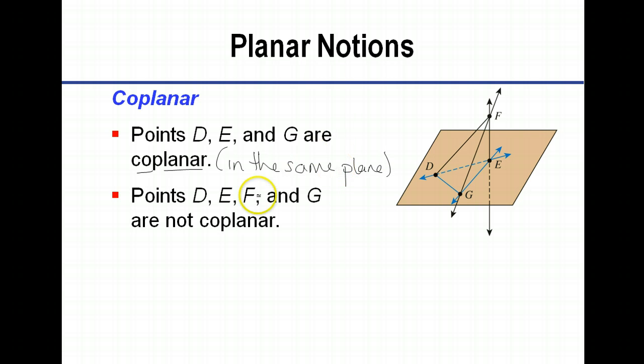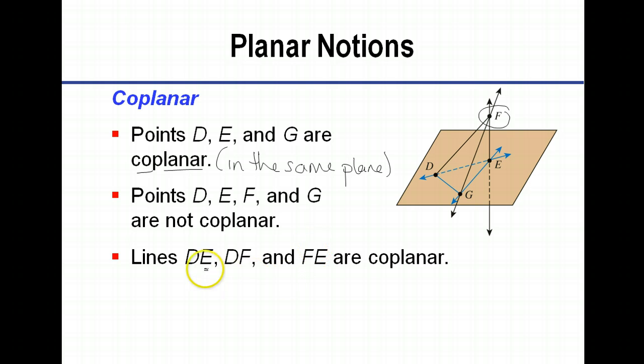We can also say then that D, E, F, and G are not coplanar. So D, E, F, see this thing up here? F and G. F does not live in the same plane as D, E, and G. F is a point living above the plane, above that piece of paper. We can say that some lines are coplanar. So DE is a line living in the plane. DF is a line, where is DF? DF is actually this here. DF is the line coming up out of this plane, and FE are coplanar.